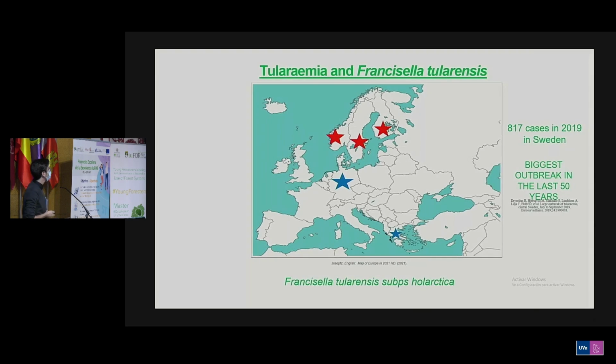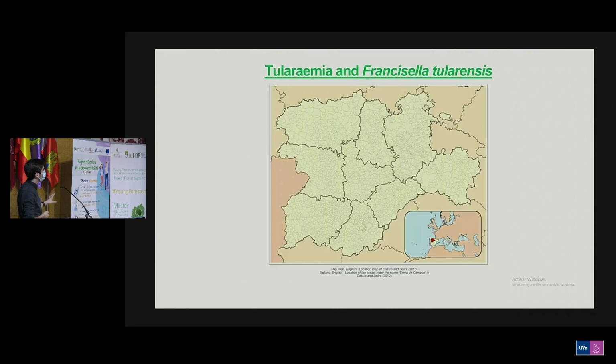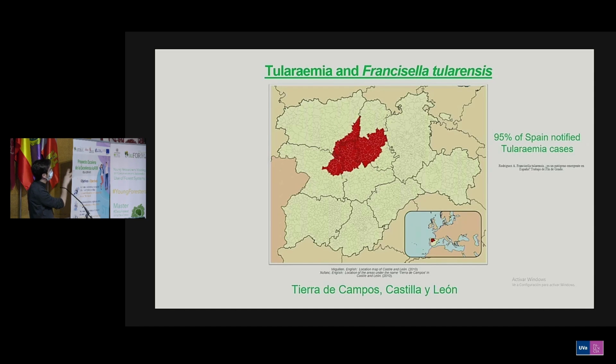So here in Spain, the part of the country most affected is Castilla y León, that is where we are right now, and 95% of the cases that are notified in Spain are in this area. More precisely, Tierra de Campos, that is the area that you have there in red, is where most of the cases are concentrated. And this is due to the agricultural use of this area that concentrates a lot of animals like small mammals and lagomorphs that I said before.